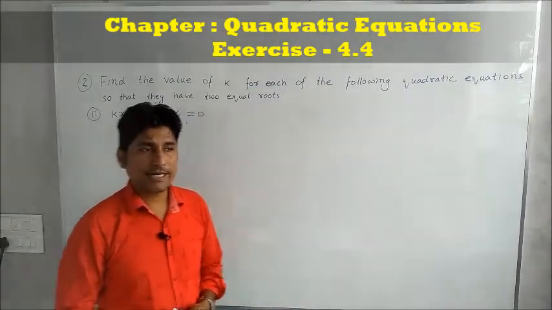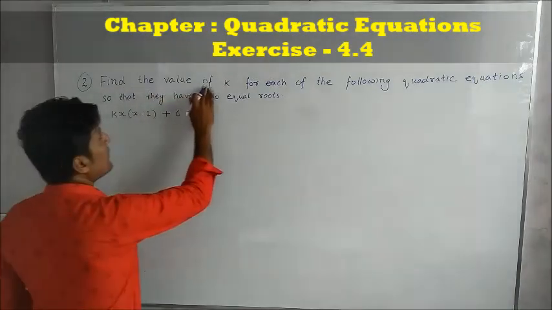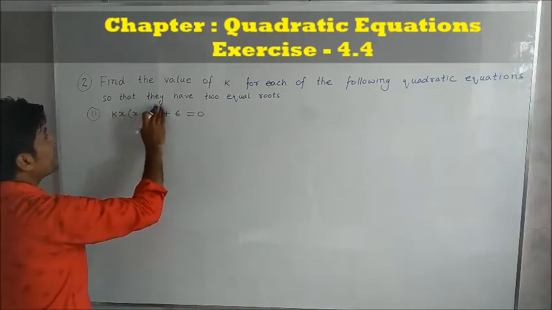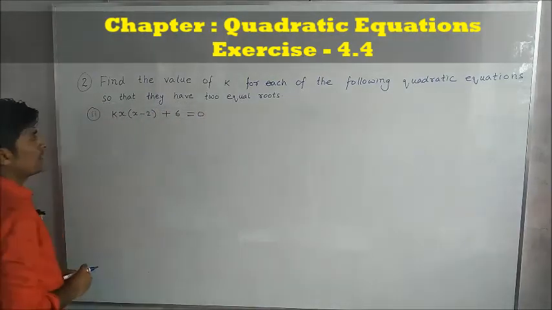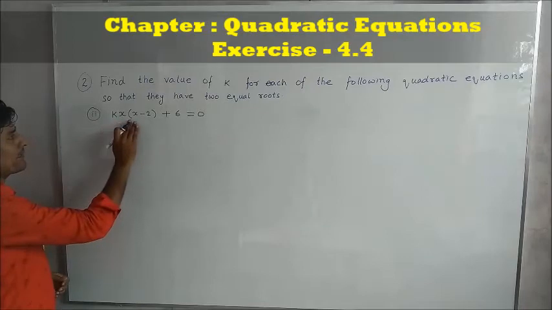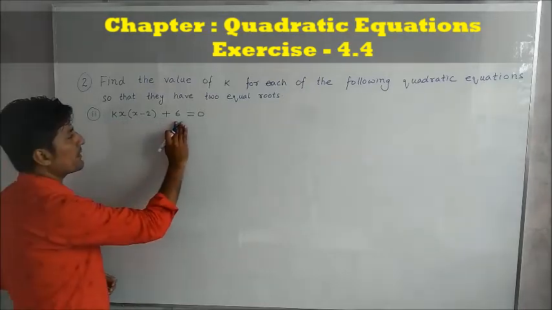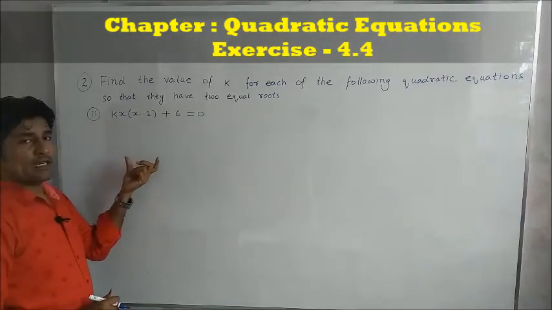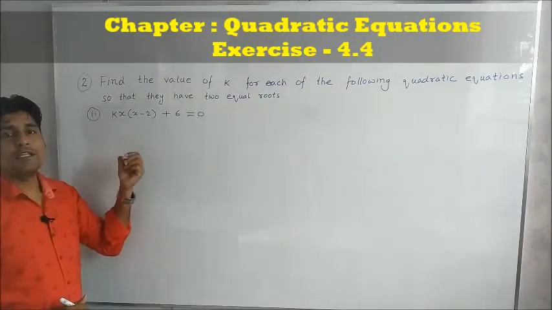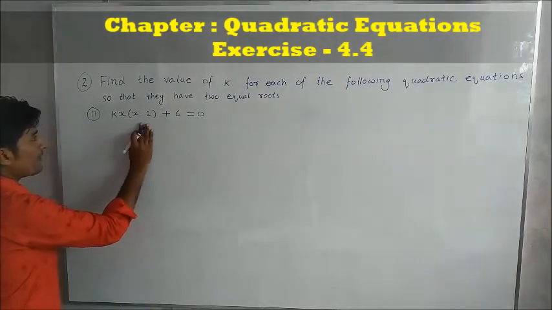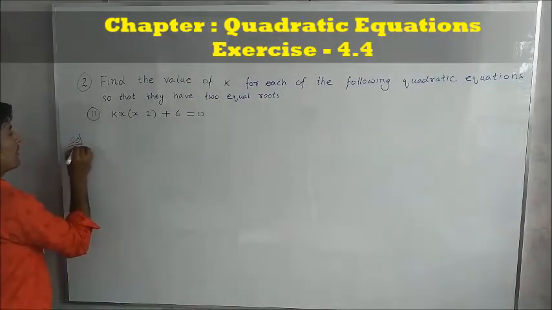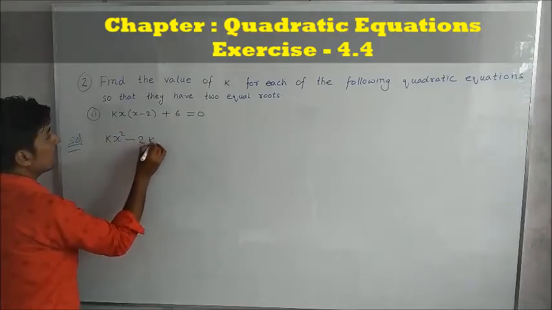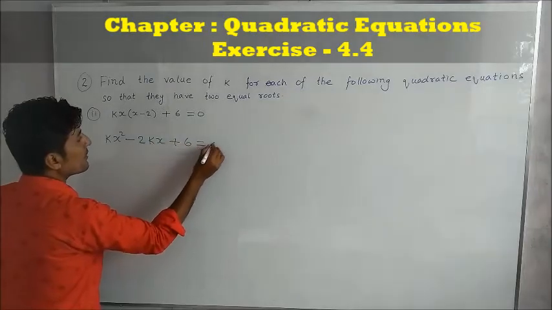Now let us see the second question. Find the value of k for each of the following quadratic equations so that they have two equal roots. We have the equation kx multiplied by x minus 2 plus 6 equals to 0. We have to find the value of k such that the quadratic equation will have equal roots. So first of all, we have to solve this equation. We can write here kx square minus 2kx plus 6 equals to 0.